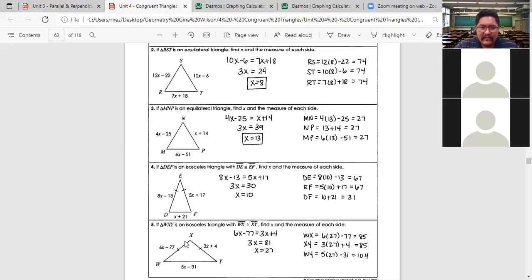So now we know that WX, right, take 6x minus 77 and replace x with 27. So we substitute it in. When it's evaluated, we get 85. Same thing with XY and WY. All right, so that's it for this one here.